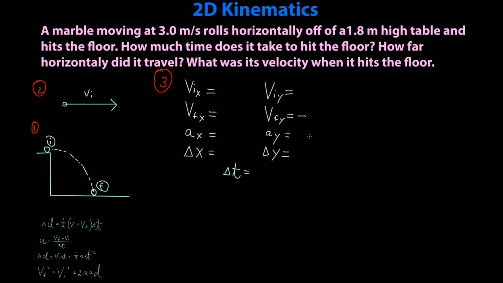Acceleration on the y-axis, you know what, I'm going to put that in right now because we already know it. This object is in free fall. What is the acceleration due to Earth's gravitational pull? We just did this recently. It is negative 9.8 meters per second squared. So I'm going to put that in right now.